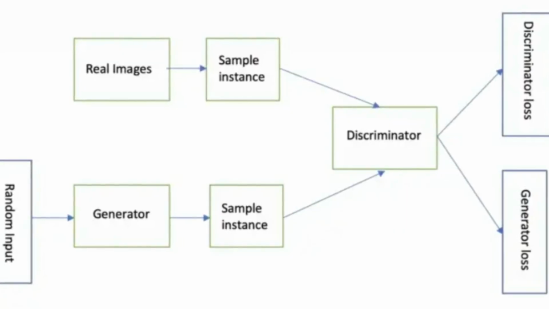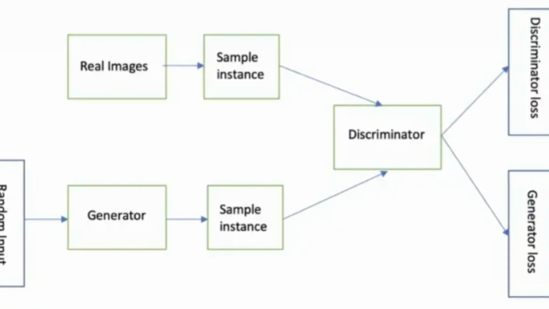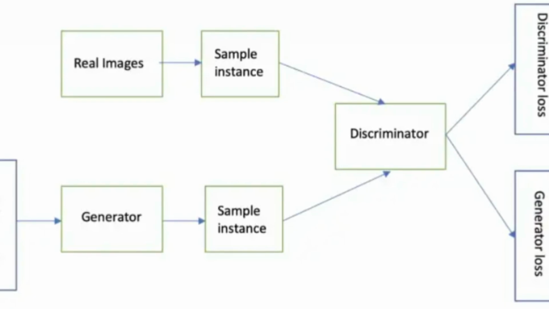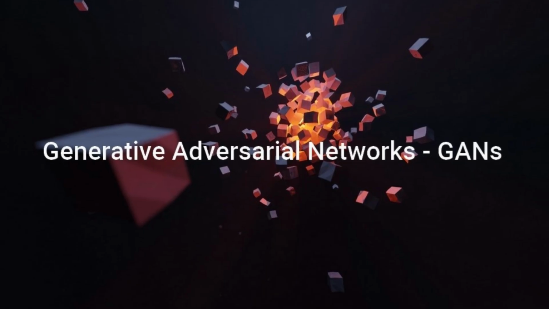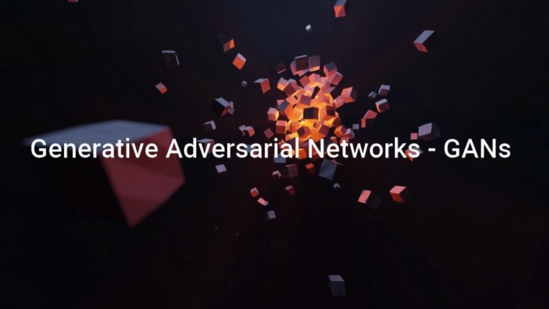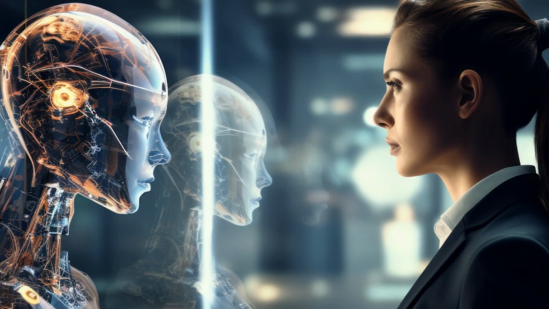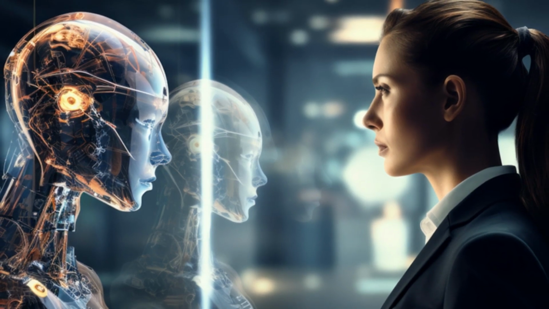In the case of GANs, the generator network creates content, while the discriminator network evaluates it. Over time, the generator improves its output based on the feedback from the discriminator, resulting in increasingly realistic content.